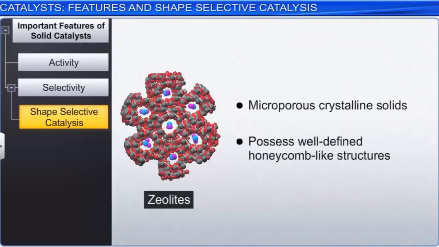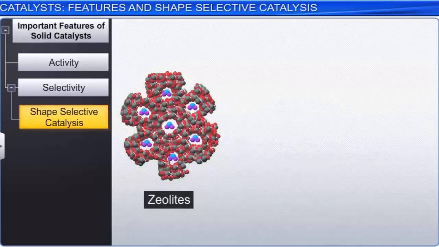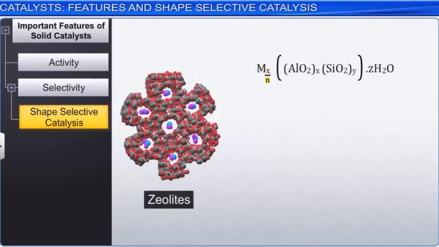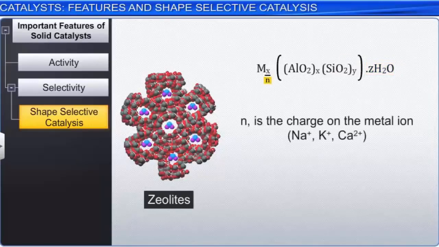Chemically, zeolites are aluminosilicates with the general formula M_(x/n)[(AlO2)x(SiO2)y]·zH2O, where n is the charge on the metal ion, which is either sodium or potassium or calcium ion, and z is the number of water molecules of hydration.